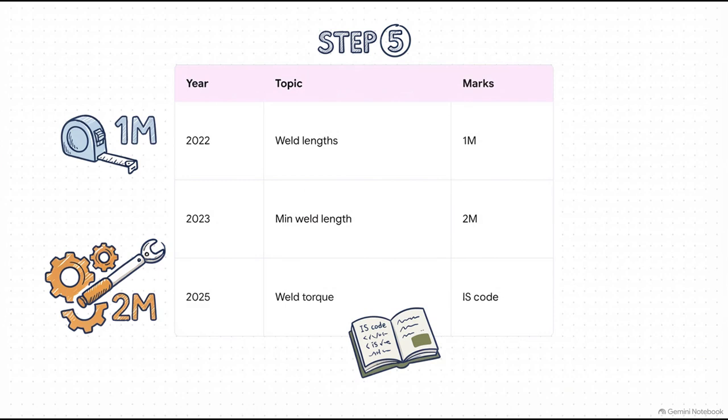And this right here brilliantly illustrates why Step 5 is just absolutely crucial. Take a look at this progression. In 2022, a question on weld lengths was worth 1 mark. By 2025, finding torque by a circumferential weld evolved into a really rigorous 2-mark numerical. These aren't just simple pop quiz definition questions, folks. They demand serious calculation skills and absolute utter fluency with the IS code.